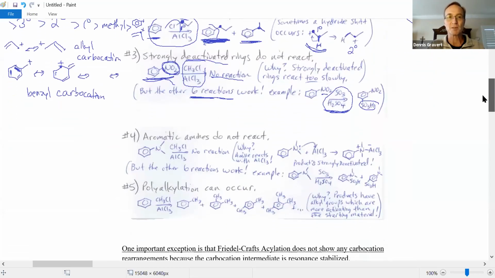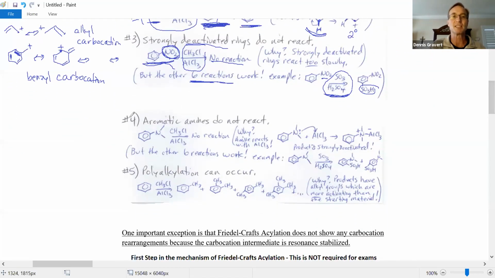The other end of the spectrum comes up in limitation number 4. Amines turn out to be powerful activating groups. They destabilize the benzene ring, makes it want to be more reactive. And it turns out the amines, they're so reactive, why don't they work in Friedel-Crafts? Well, they're so reactive, they actually react directly with the catalyst and shut it down.